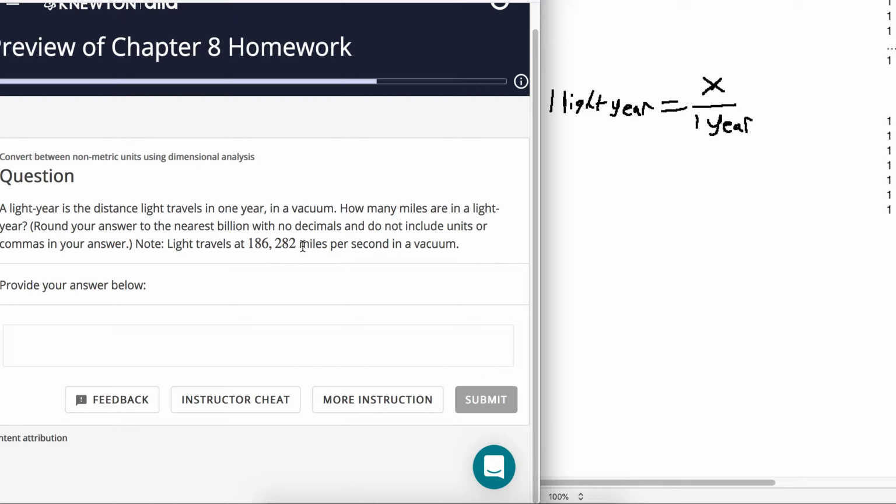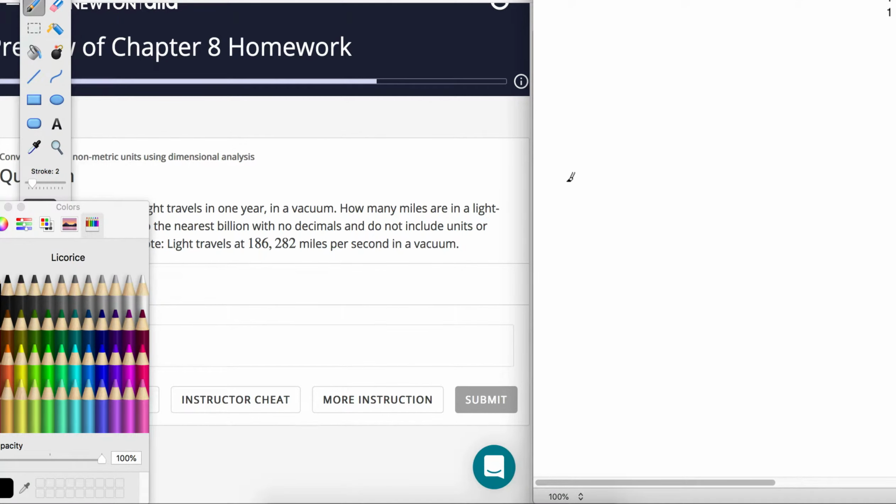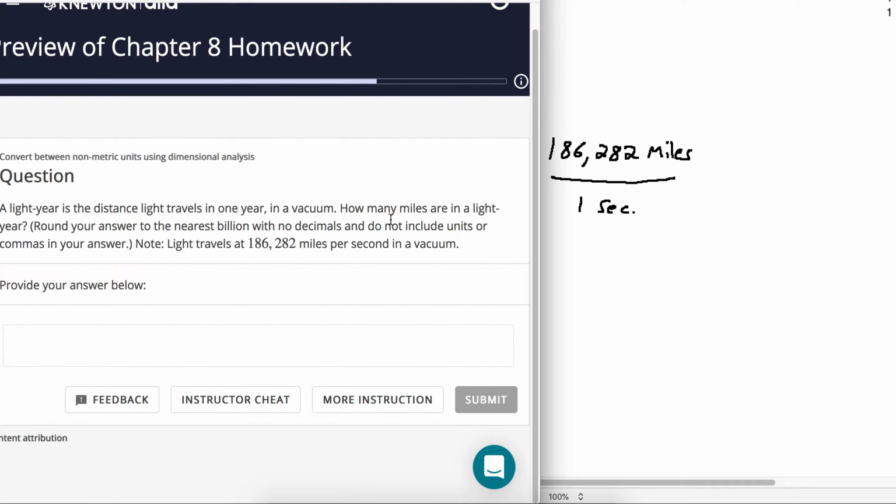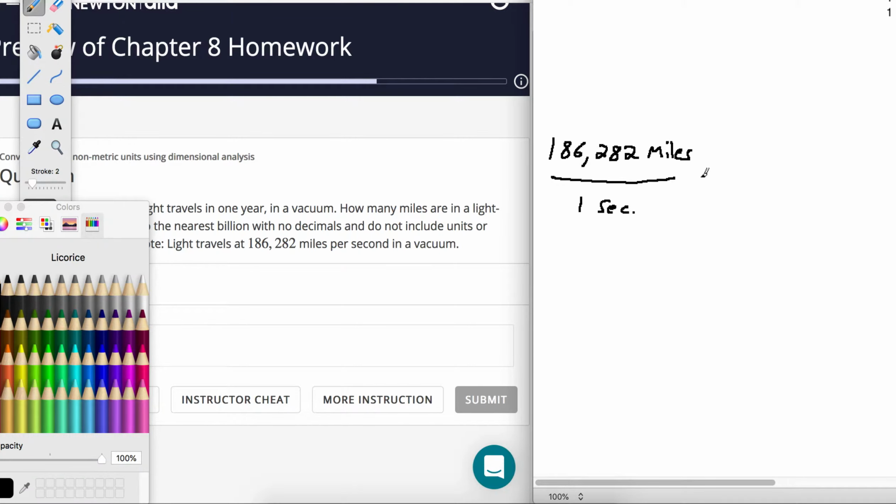But we need to bump this up from seconds into minutes, from minutes into hours, from hours into days, and then we can go from days into years. So actually, I think this will be a better approach. Take the 186,282 miles per 1 second. Okay, and then we need to bump this up to years because a light year is the distance light travels in 1 year. So let's get rid of seconds because we're supposed to be in terms of years.